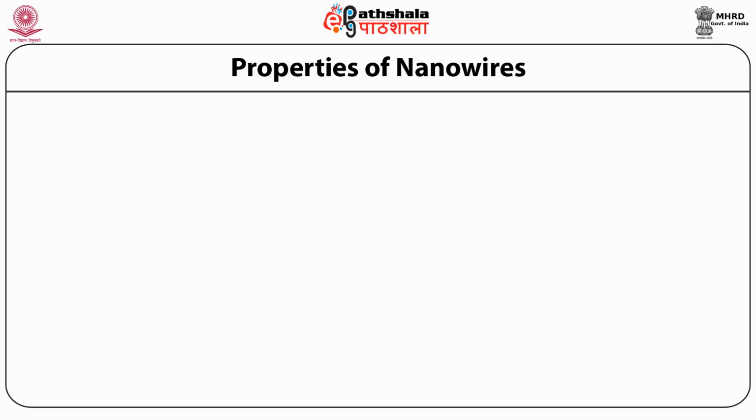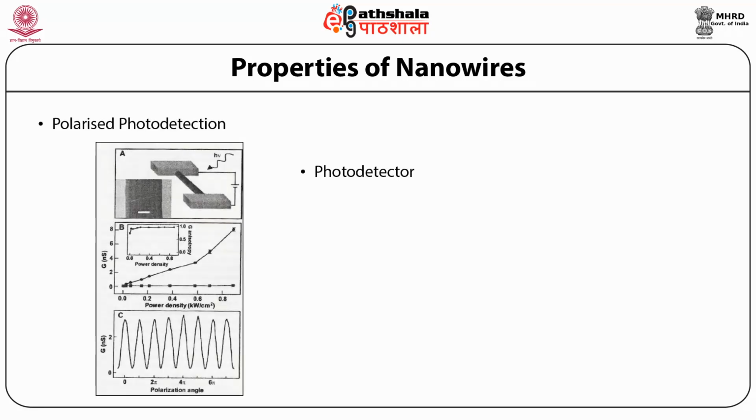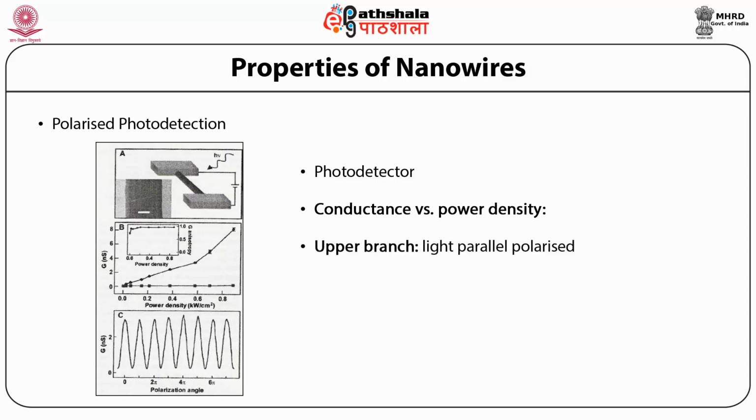So if we have polarized photodetection, as the schematic is shown in figure A, we have the conductance versus power density variation shown over here. The upper branch is where the light is parallel polarized, the lower branch is where the light is perpendicularly polarized, and the last graph shows the conduction variation versus polarization angle.